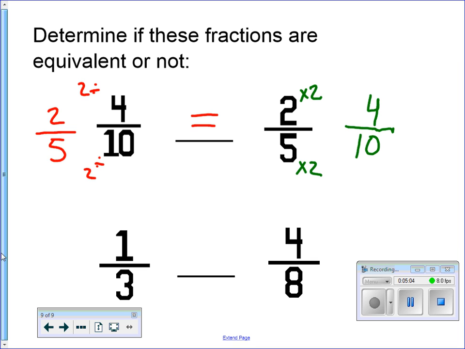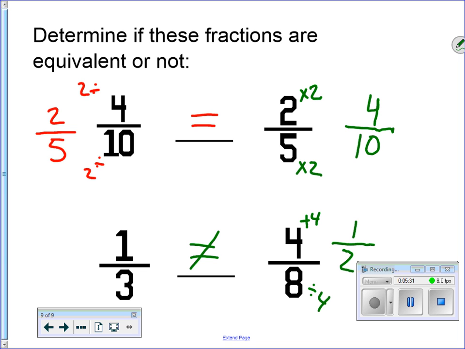Let's look at another example here. I have 1/3 and 4/8. Is it possible for these two to be equal? Well, let's look at the denominators. Is it possible for 3 to go into 8? No. But let's go ahead and try and reduce 4/8 down anyways. If I try to reduce this down, I could put a 2 here. I know 8 divided by 4 is 2. So 4 divided by 4 is 1. I get 1/2, but that is not equivalent to 1/3.